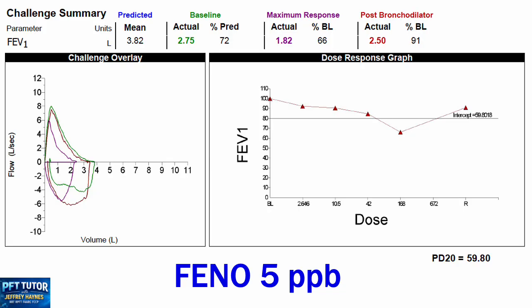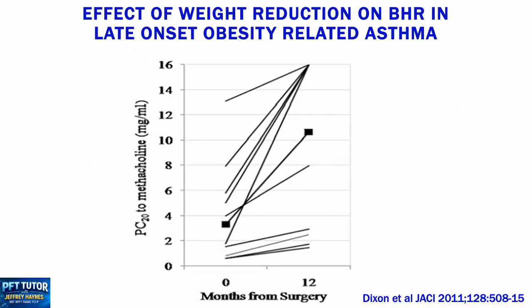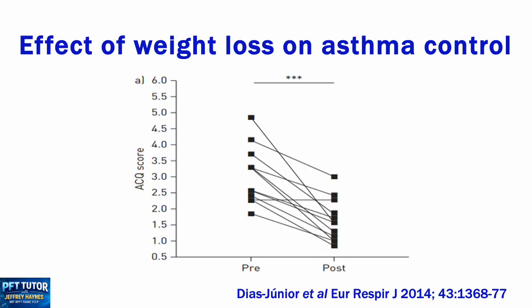on weight loss. I mentioned weight loss as a primary treatment of obesity-related asthma. In this study of obese patients undergoing weight loss reduction surgery, 1 year after surgery, all of the patients had a reduced response to methacholine with a higher PC20. In addition, this study shows that when obese patients with asthma lose weight, their asthma control questionnaire scores improved.